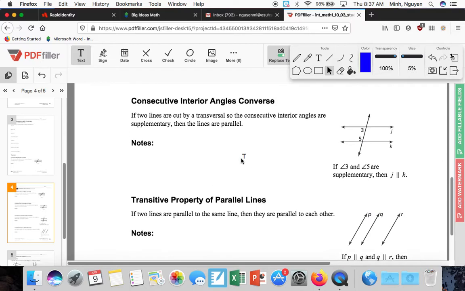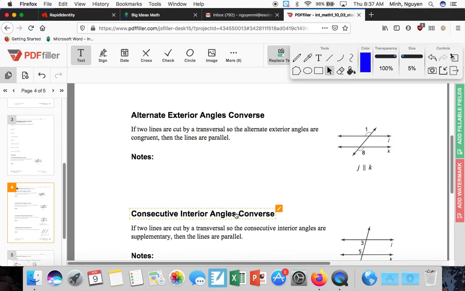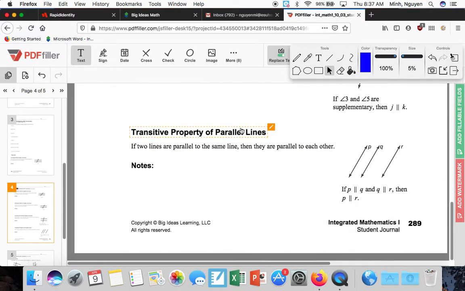Okay, not relating to the converses is the transitive property of parallel lines. If P is parallel to Q and Q is parallel to R, then P is also parallel to R. An analogy for this is that if person A is friends with person B, and person B is friends with person C, then the first and the last person also have this connection of being friends, or in this case, being parallel.